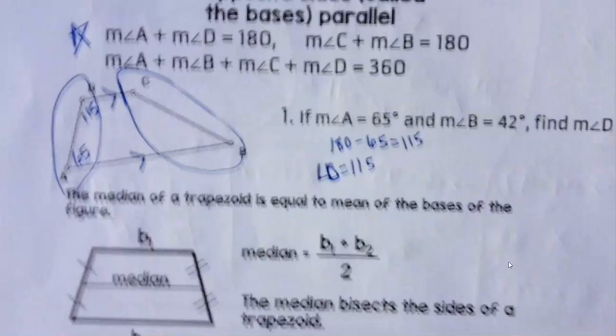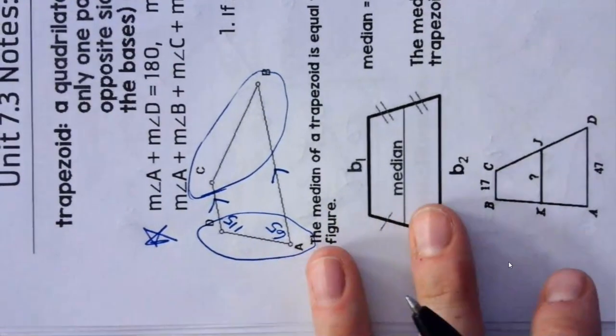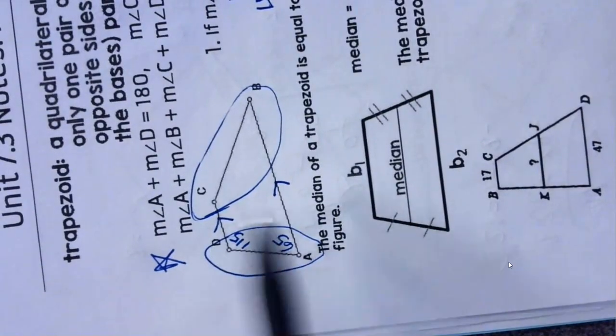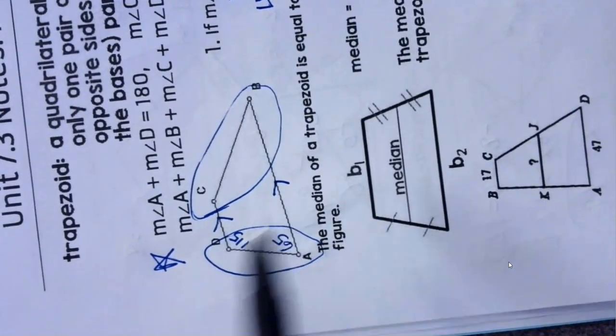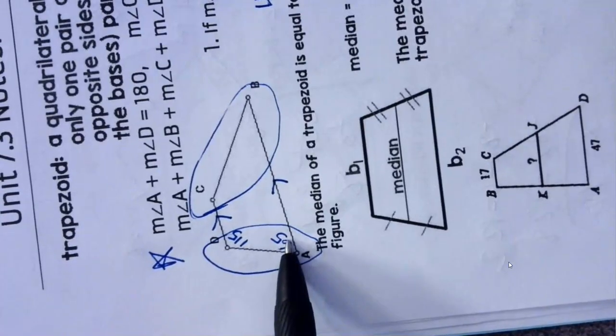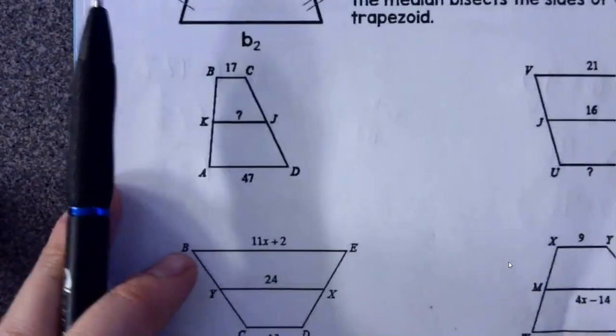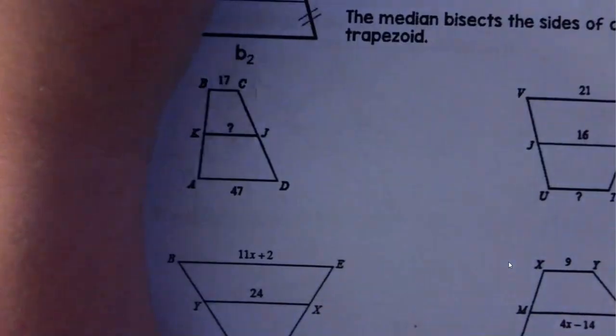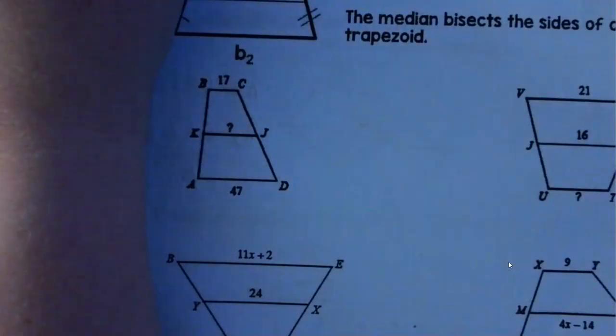Make sure you can identify them, because sometimes the trapezoid will be sideways. You still have to identify, oh, these are the bases because they're parallel. So that would mean these are supplementary. And then same idea here. If this is 42, this is 138.